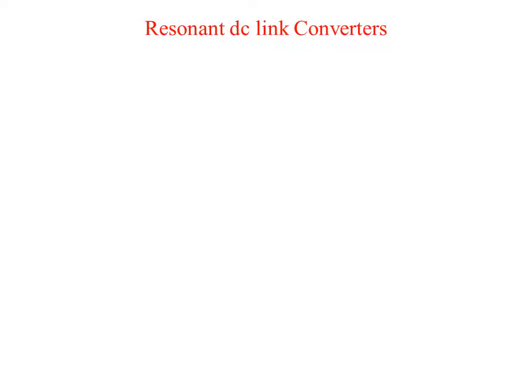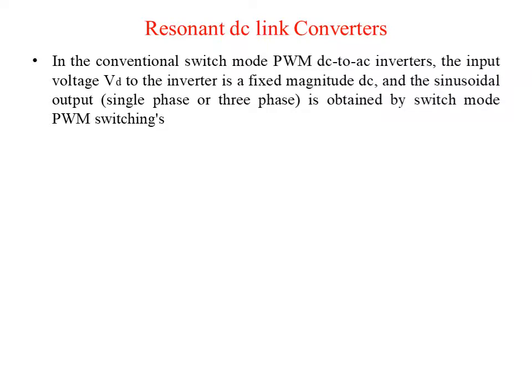Third, resonant DC link converters. In the conventional switch mode pulse width modulation DC to AC inverters, the input voltage Vd to the inverter is a fixed magnitude DC, and the sinusoidal output might be single phase or three phase. It is obtained by switch mode pulse width modulation switching.